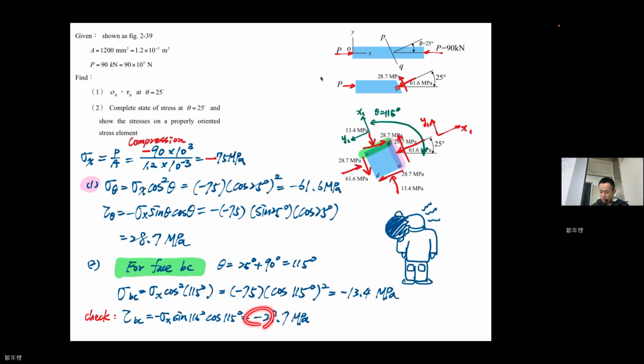So you need to understand what the minus means, but it is still the same stress element, because the observation axes are different. Okay, right. Yeah, that's it. Next one is more difficult.